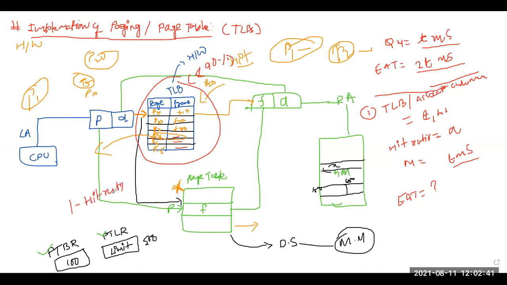What is the miss ratio? If TLB hit ratio is A, then what will the TLB miss ratio be? It will obviously be 1 minus A. Yes or no? If hit ratio is A, then what is the miss ratio? It will obviously be 1 minus A. Then what is the effective access time? Can anyone derive it for me?